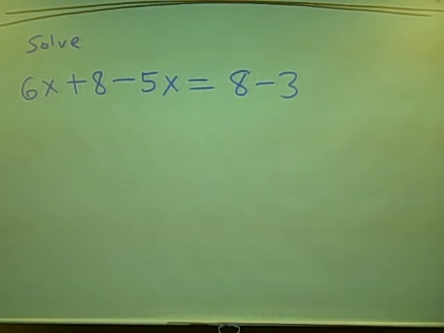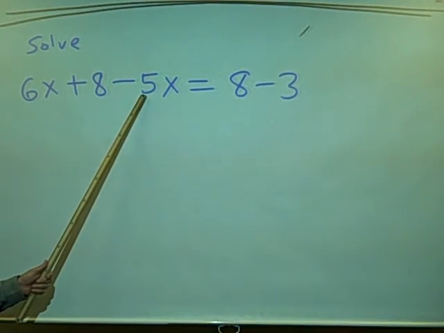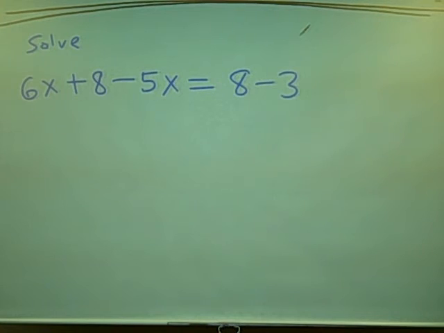Okay, now we have 3 terms. We want to solve 6x plus 8 minus 5x equals 8 minus 3. Okay, first thing, combine like terms. Let's look on the left side. What terms are the same? 6x and the minus 5x. We're not trying to get it over to the other side. We're just combining. 6x minus 5x is how much? 1x. Okay, so that's 1x plus 8.